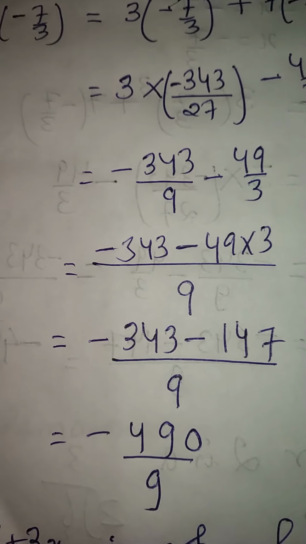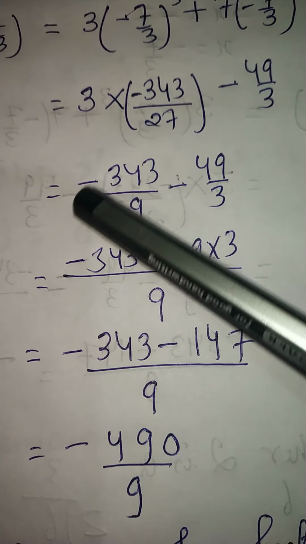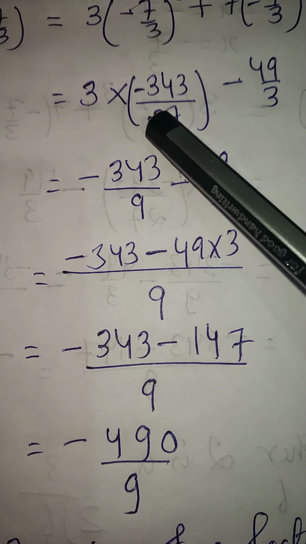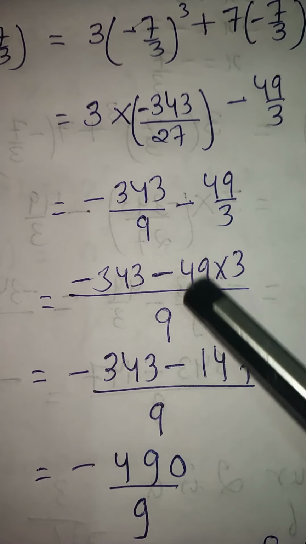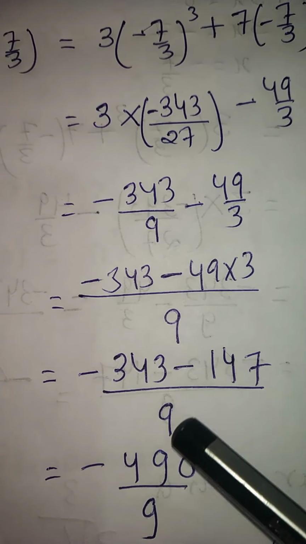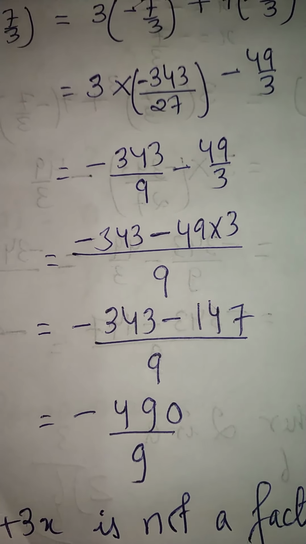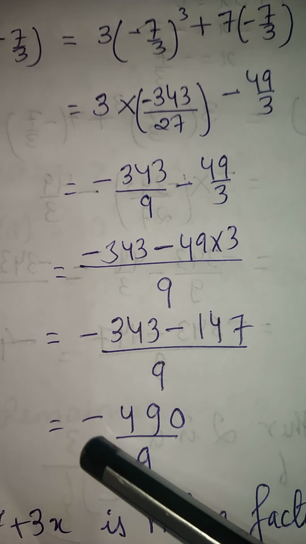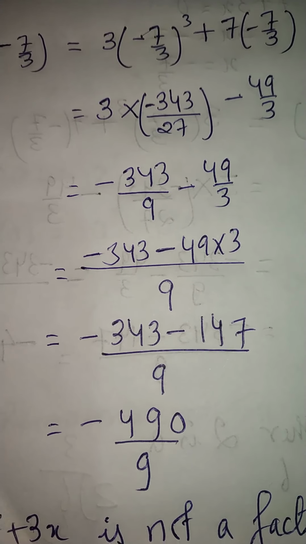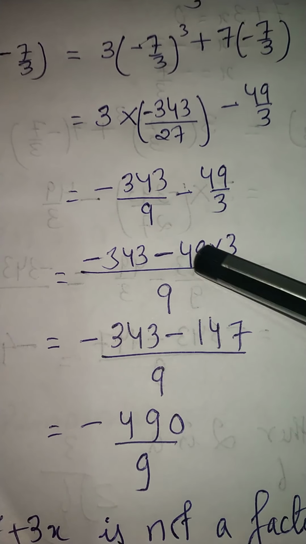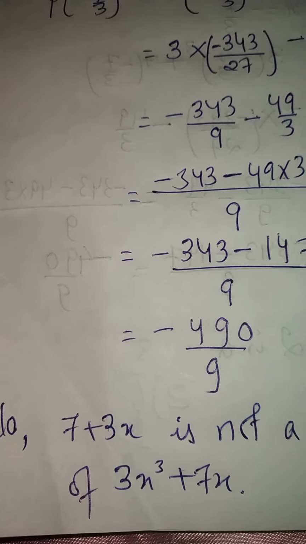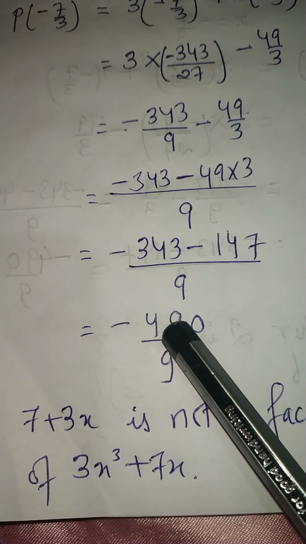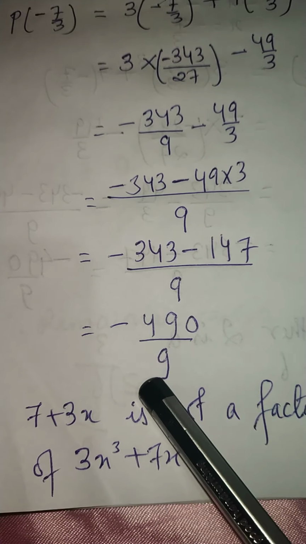Now I hope, students, I don't need to explain this calculation. You all know how we multiply here, and we have to take the LCM, then we have to solve this. Okay, so I don't think this calculation is hard to understand. This you can easily understand, isn't it? Now after solving this, we got minus 490 divided by 9.